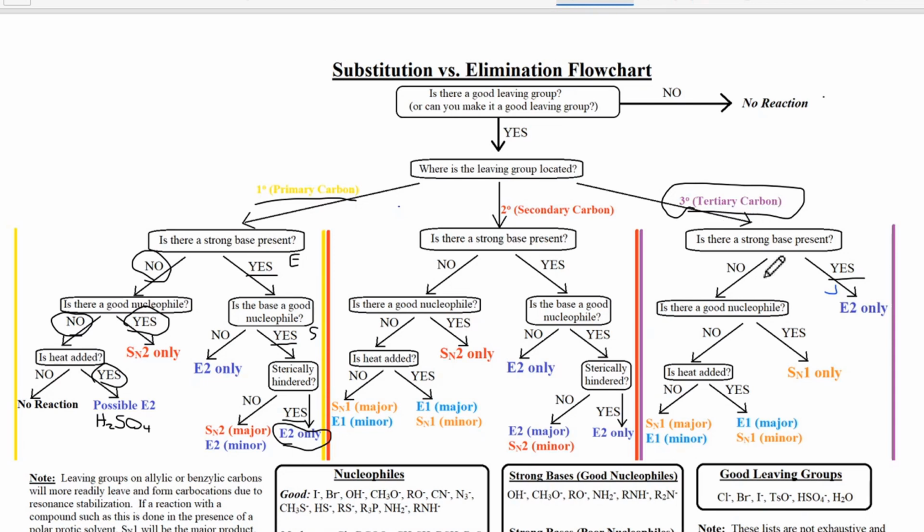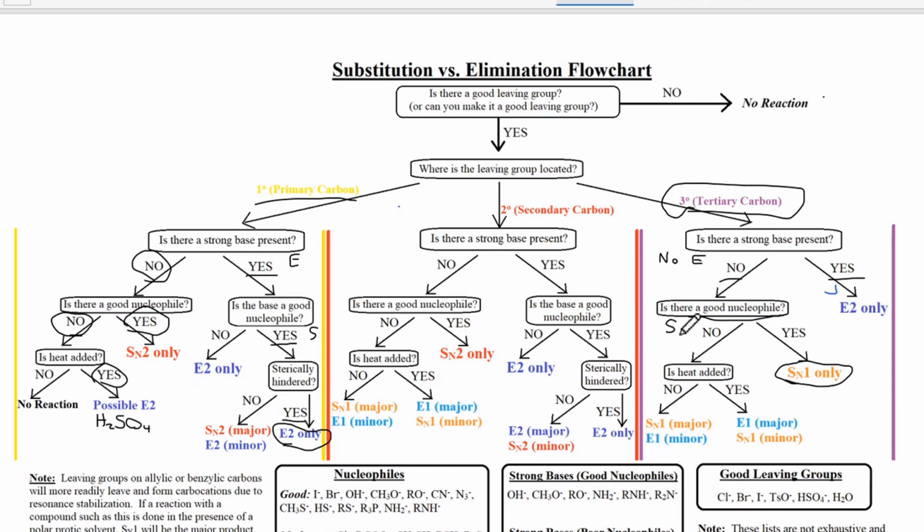Now, if there's no strong base and you do have a good nucleophile, the good nucleophile will have to wait for the leaving group to leave, but then it's going to jump in there, and you're only going to get SN1. If you don't have a good, strong base, there's no elimination, at least you wouldn't expect elimination right off the bat. And then there's not a good nucleophile.